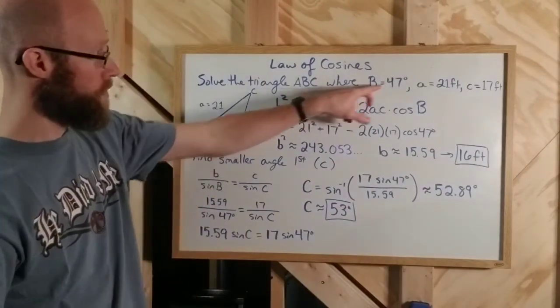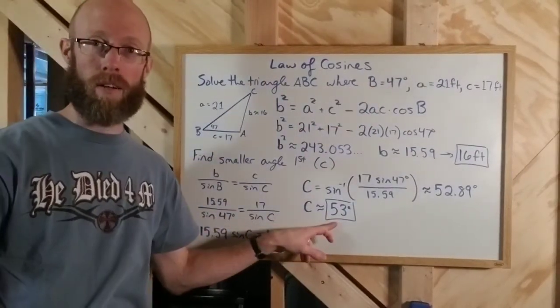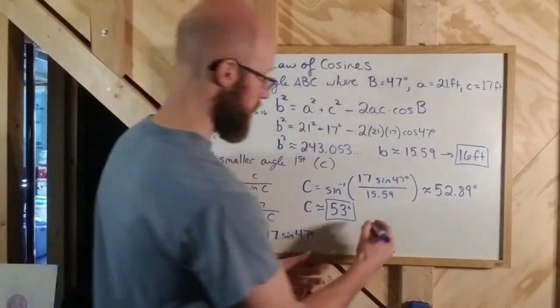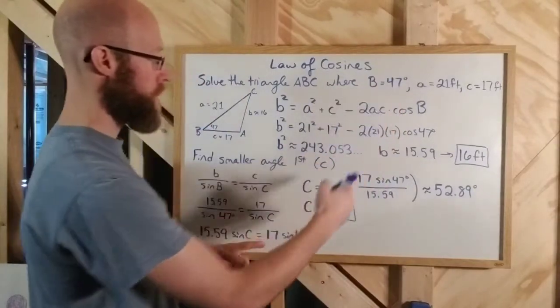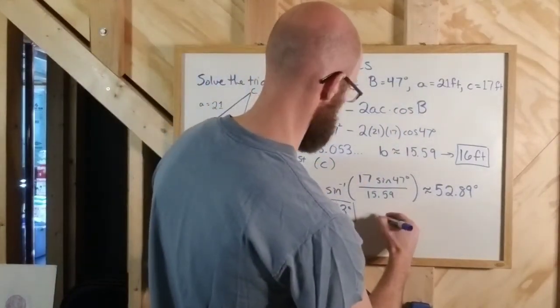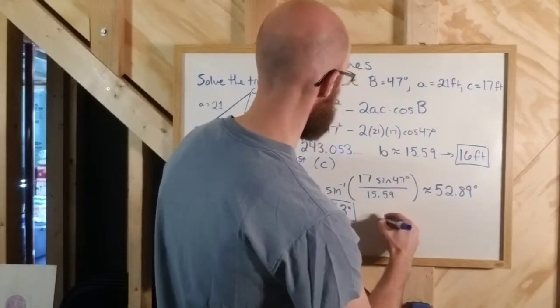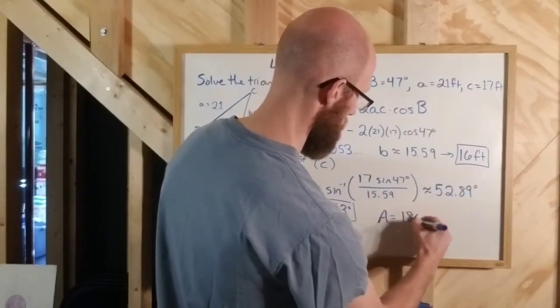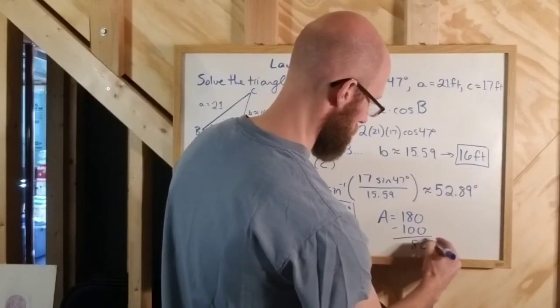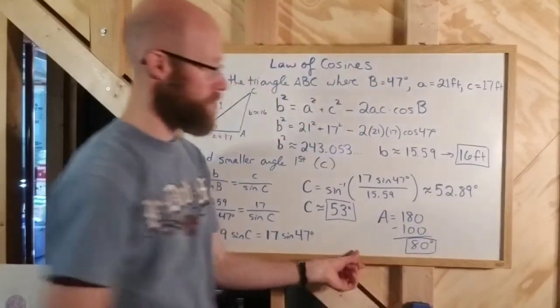I have a 47 degree angle, a 53 degree angle. I add those up and subtract them from 180 to find the missing angle. So 53 and 47 is 100 degrees. Okay, so angle A is going to be 180 minus that 100 degrees, which is approximately an 80 degree angle.